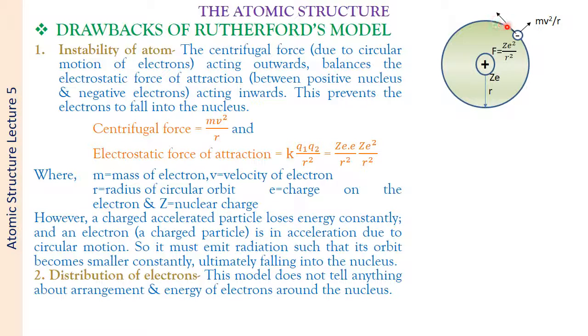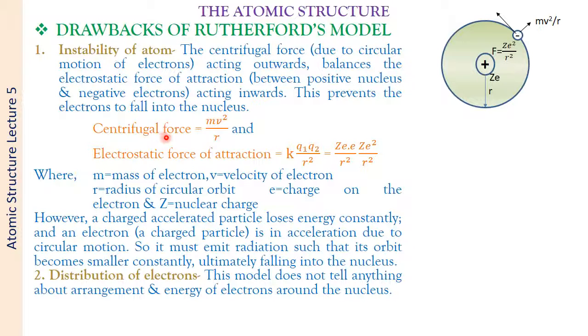And what did he say about the stability of the atom? He said that the electrons are negatively charged. They have an inward pull because of the electrostatic forces of attraction towards the positively charged nucleus. This inward pull is balanced by a force acting in the outward direction, and that force is the centrifugal force, which is due to the circular motion of the electrons. These two forces balance each other and prevent the electron from falling into the nucleus.